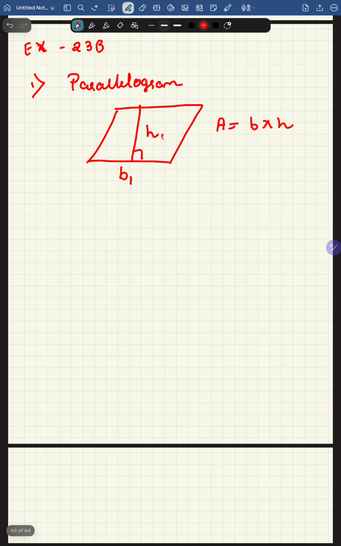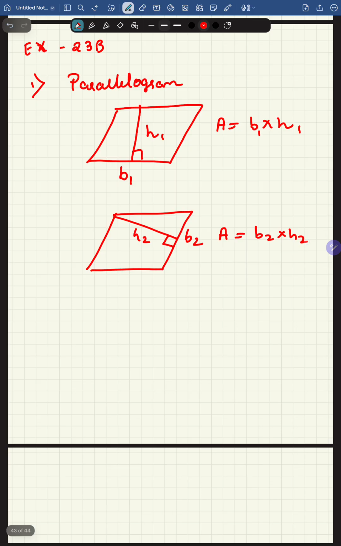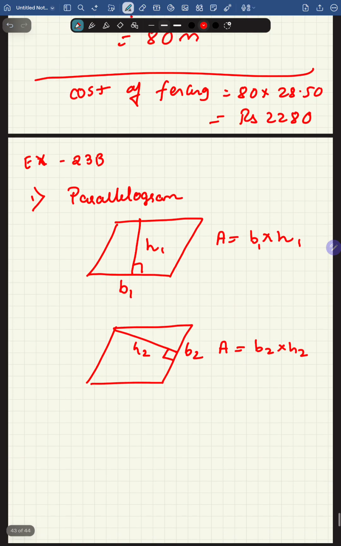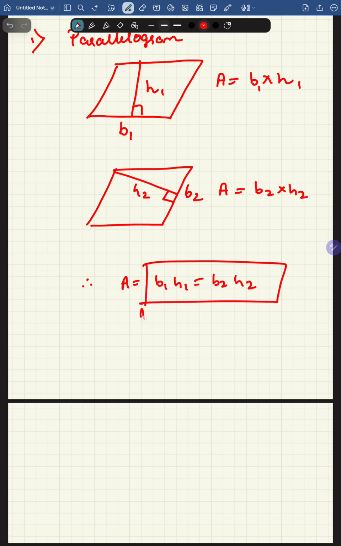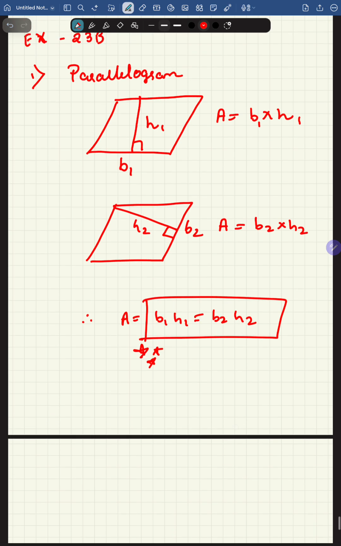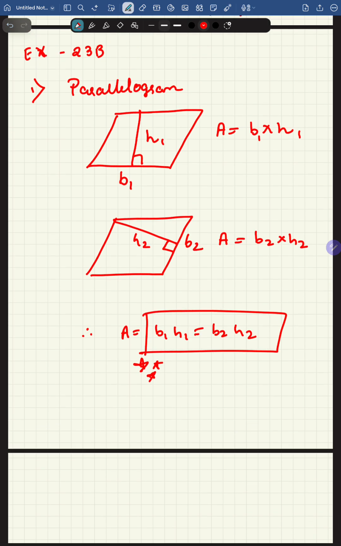If this is b1, this is your h1. So b1 and h1. It can be like this way also. If this is your base 2, this is your height 2. Depends on what kind of base you take, the corresponding height changes. From here I can conclude one more thing. Therefore you observe, your area is b1 h1, but it is also equal to b2 h2. So this relation also helps you a lot. Please note down. Fine. So let's start with exercise 23b, sum number 1.